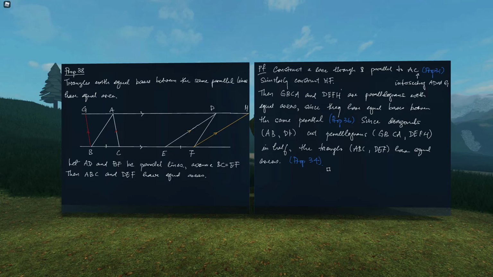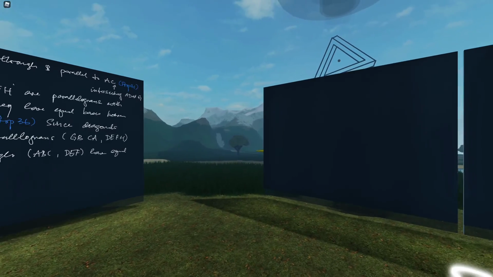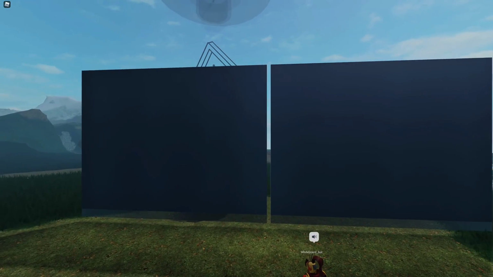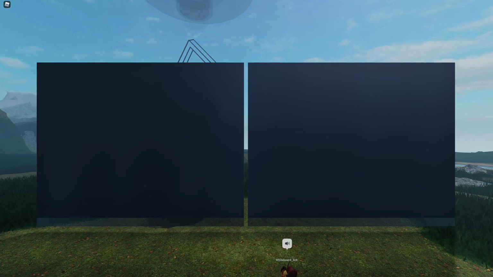Okay, let's move over here and use the new board. Proposition 40 is the converse to proposition 38. My handwriting is deteriorating a little bit, I'll try and make it readable. Triangles with equal areas.